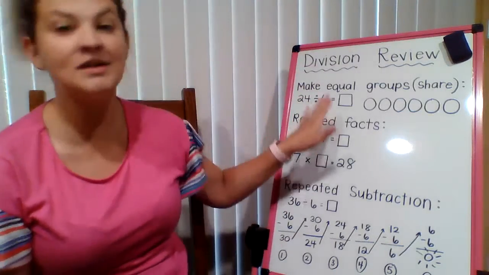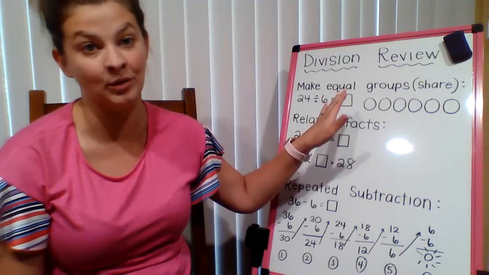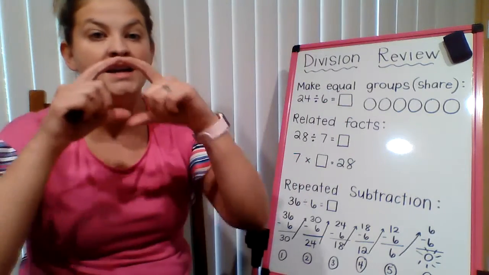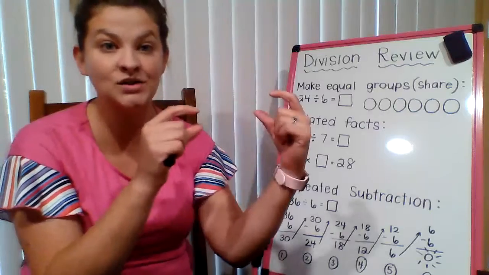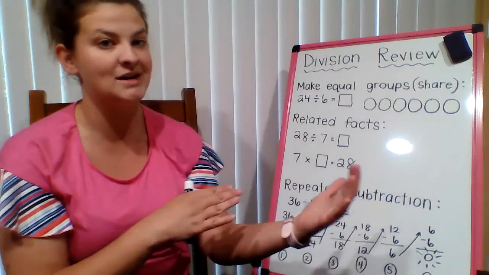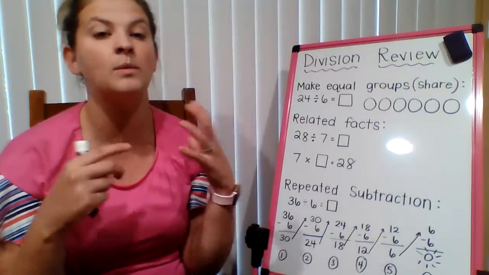Okay, so the first thing that we're going to be talking about is making equal groups. So division is when you have a dividend, a divisor, and then a quotient. Do you remember those words? Dividend, divisor, and quotient? Now our dividend is what we have.